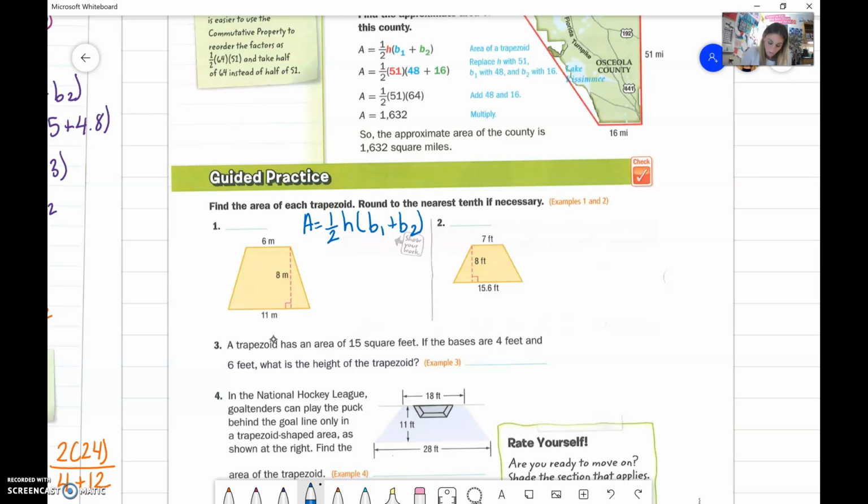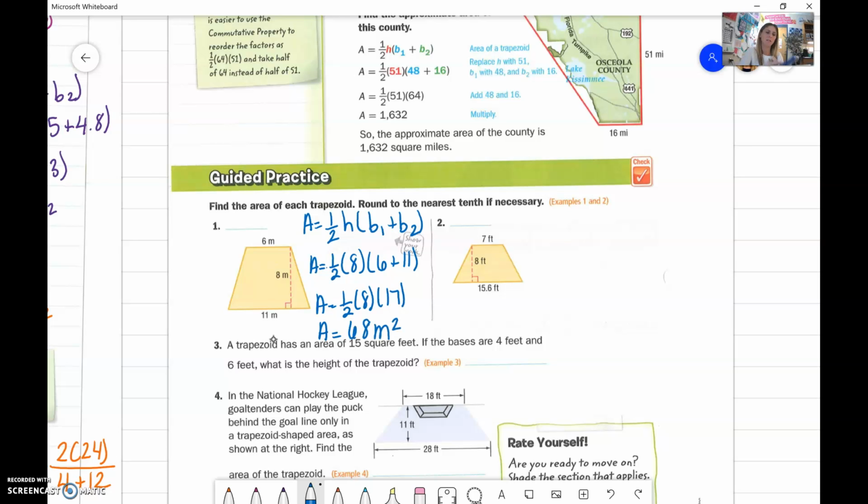And now we're going to fill in what we know. We don't know the area, so that stays there. Area equals 1/2 times my height, which is 8, times my base 1, which is 6, plus my base 2, which is 11. So area equals 1/2 times 8, and then I do 6 plus 11, which is 17. With my calculator, I'm going to take 1/2, or 0.5, times 8 times 17, which gives me 68 meters squared.